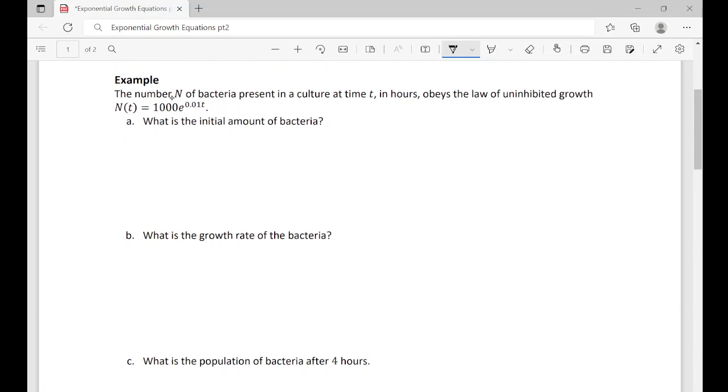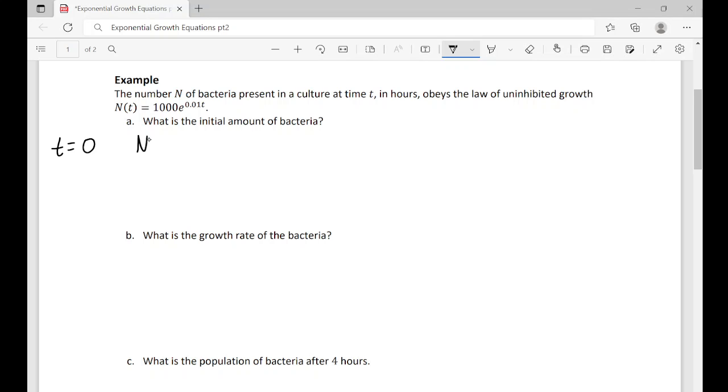So here the number N of bacteria present in a culture at time t in hours obeys the law of uninhibited growth. The formula that they give is N(t) = 1000e^(0.01t). So what is the initial amount? If you're not sure, the initial amount is when time equals 0. So you can just plug in 0 for t.